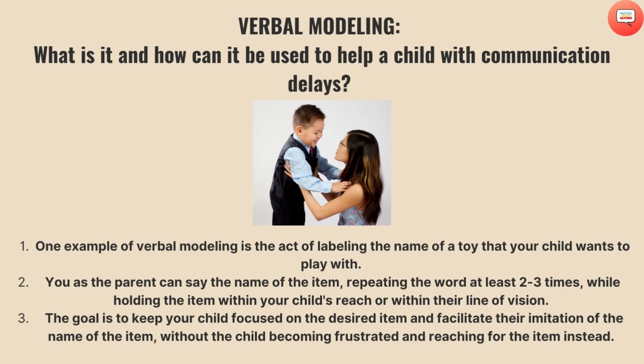So an example of the line of vision would be if you had a shelf, for example, in your child's room, and you had the item on the shelf where the child can't reach it, but they can see it. So they have a direct line of vision to the item that they're wanting to play with. The goal would be to keep your child focused on the desired item and facilitate their imitation of the name of the item without your child getting frustrated.